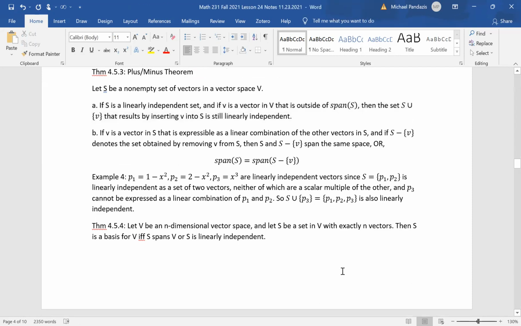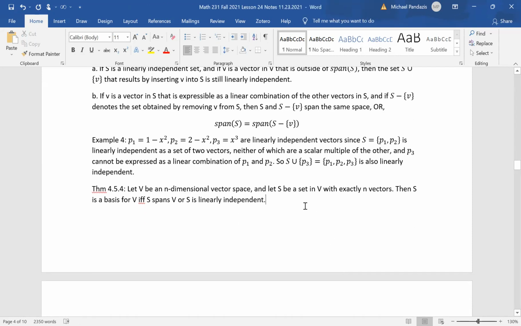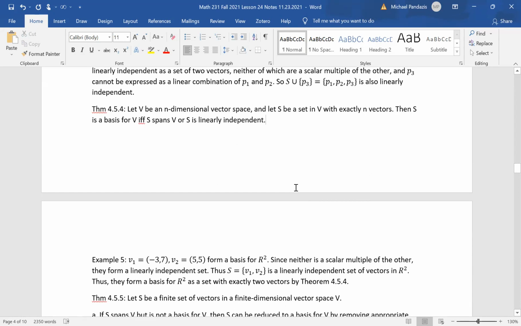Okay, the next theorem is theorem 4.5.4. Let V be an n-dimensional vector space, and let S be a set in V with exactly n vectors. Then S is a basis for V if and only if S spans V or S is linearly independent.